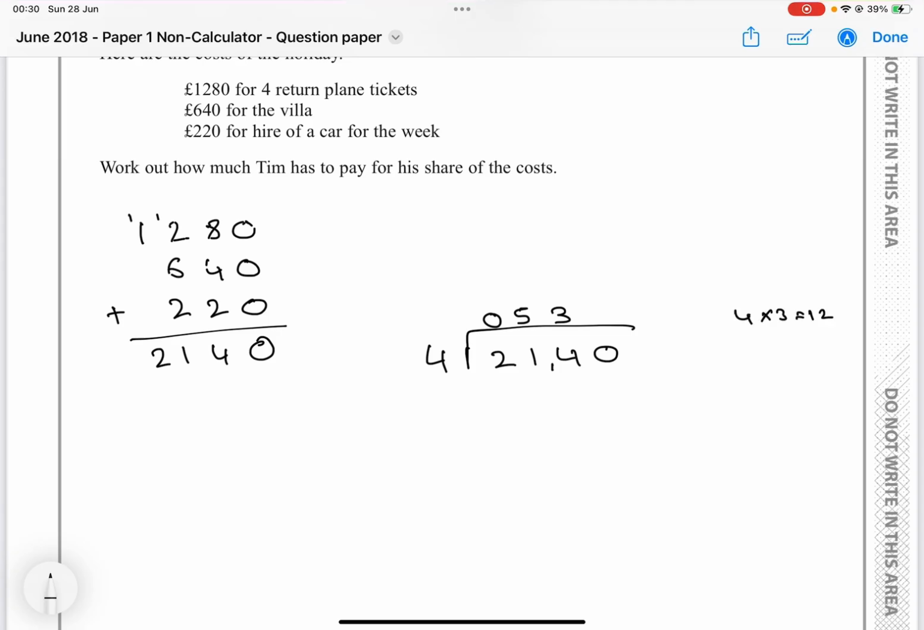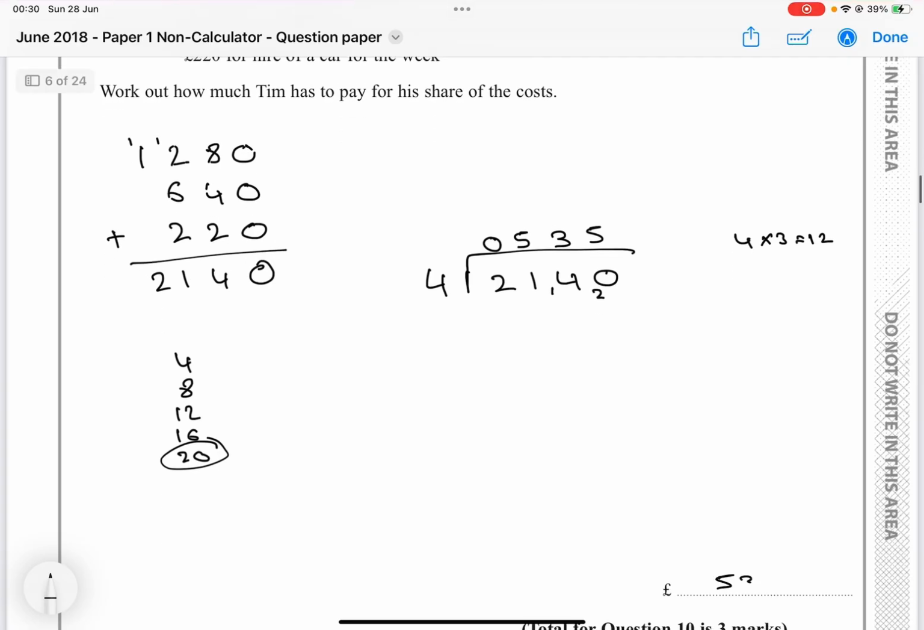One thing that might help is writing down your 4 times tables. So I'd write it down to 4 times 5, which is 20. So I've got 4, 8, 12, 16, and 20. So this is a bit more visual now, yeah? So 14 goes into 4 3 times. There we go. How much is the remainder? Our remainder is 2. And then 20 goes into 4 5 times. So your answer is 535. Each person pays £535, so obviously Tim will also pay £535. Perfect.